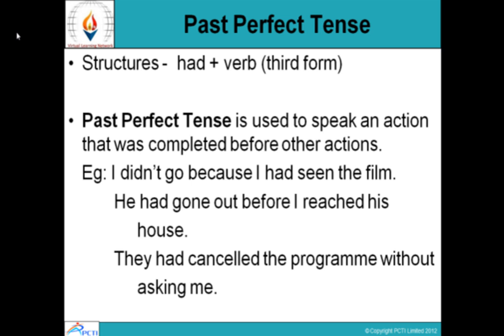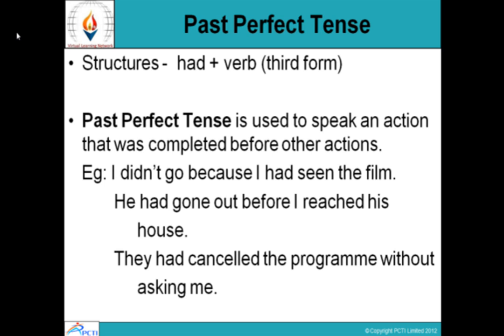And when we want to talk about the action that happened before, that happened earlier, we use past perfect tense. To talk about the action which happened later, but that has also happened, that is also past, we use simple past tense. But the action which happened before that action, we use past perfect tense.